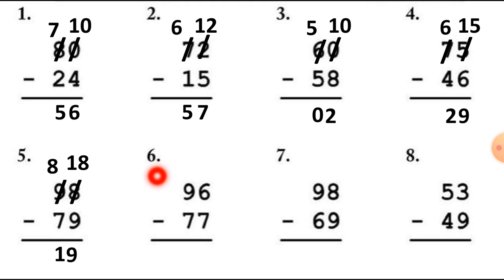Now let's move to the next, which is sum number 6. Here is 96 minus 77. Hope you all are writing with me, students. Let's see the ones column first. Here is a 6 and 7. So students, 6 is a small number and 7 is a big number. So we can't take away 7 number from this 6.